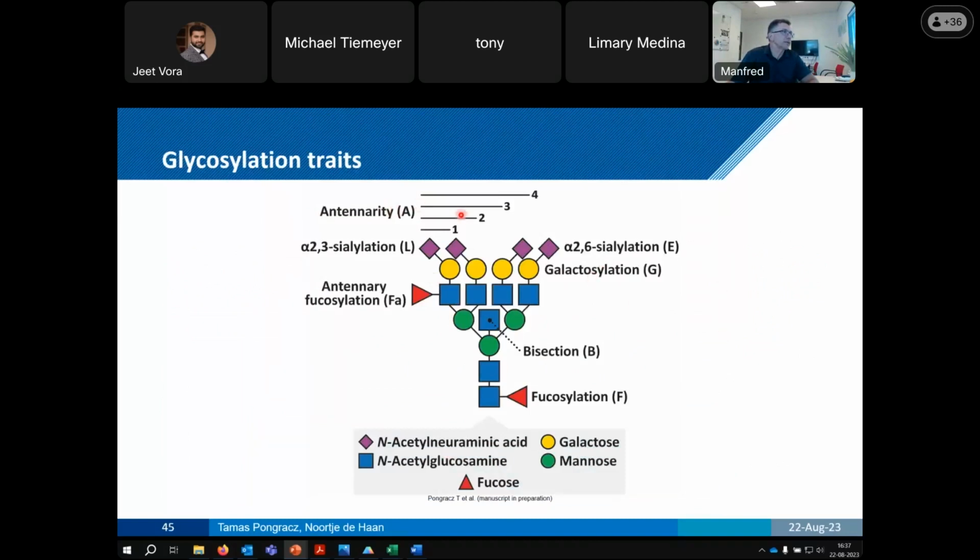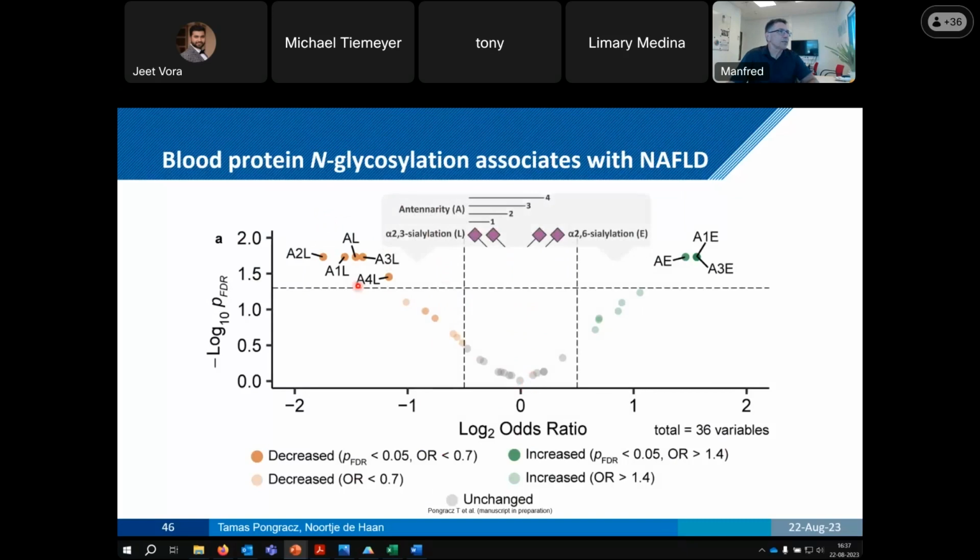And we looked at glycosylation traits as indicated here. So we looked at antennarity of complex type glycans, 2,3 versus 2,6 sialylation, levels of galactosylation, fucose, bisection, and so on. And this is just a summary of the data which we obtained. So strikingly, it was the sialic acid linkage which made the difference. Here the ethylation is reflecting 2,6 sialylation, and that one was increased in the disease, whilst the 2,3-linked sialic acid indicated by lactonization and the big L was down in the disease.